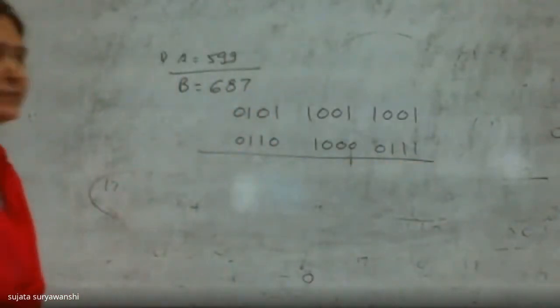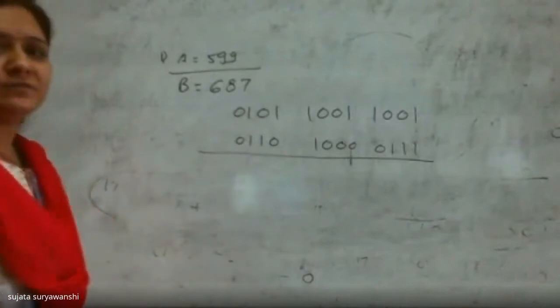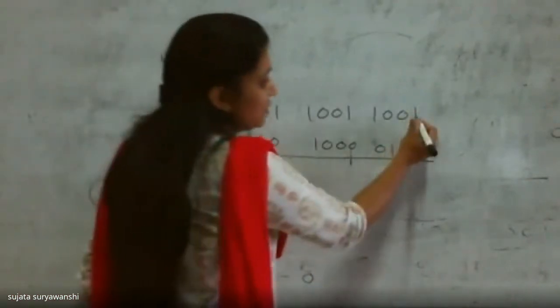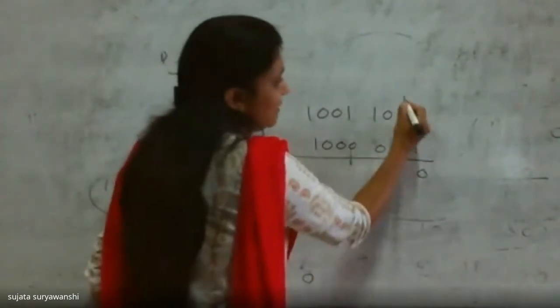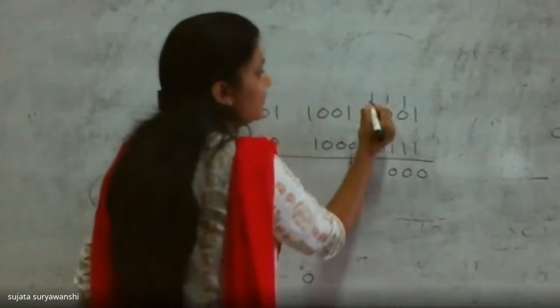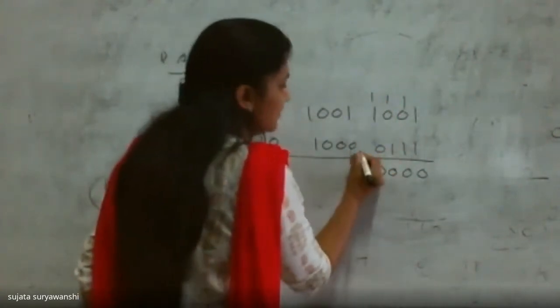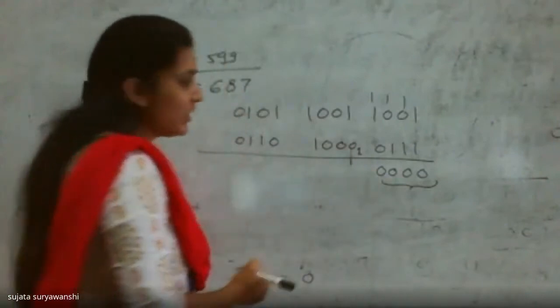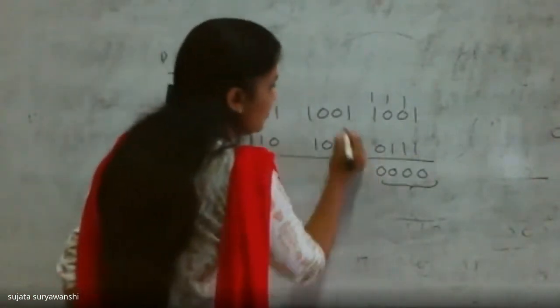Okay. After writing the given numbers in valid BCD format, you have to use arithmetic rules. So 1 plus 1 is 0, carry 1. 1 plus 1 is 0, carry 1. 1 plus 1 is 0, carry 1. 1 plus 1 again is 0, and a carry is generated from this neighbor. Okay, then 1 plus 1 is 0, carry 1.